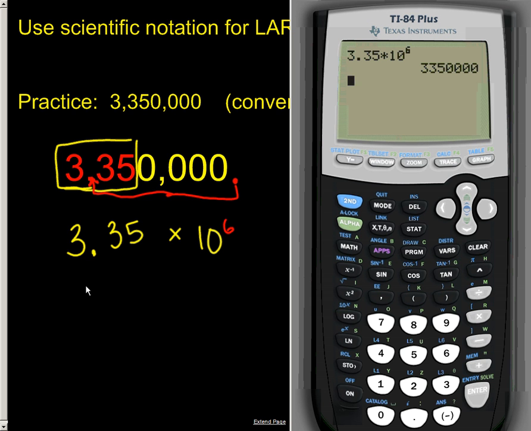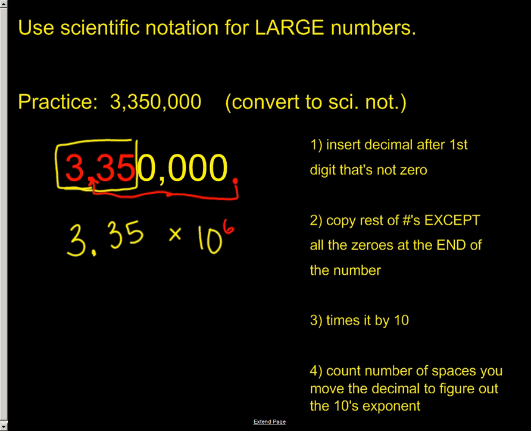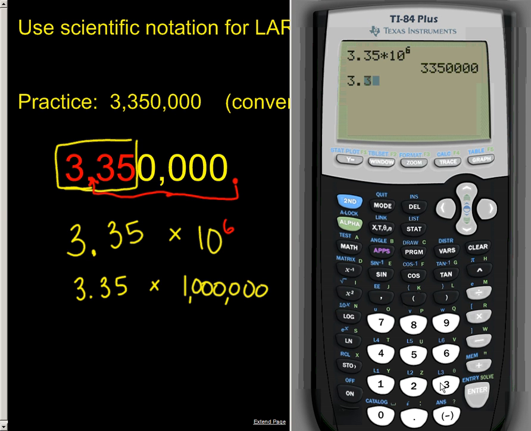Another way to look at this, before we go any further, is that this is not black magic. It's not anything magical or mystical. Another way that we could write this, but it's not scientific notation, is 3.35 times 1 with 6 zeros after it, because 10 to the 6th would have 6 zeros after that 1. So 3.35 times 1 million. Let's try that. 3.35 times 1 million. 1, 2, 3, 4, 5, 6. Same answer.